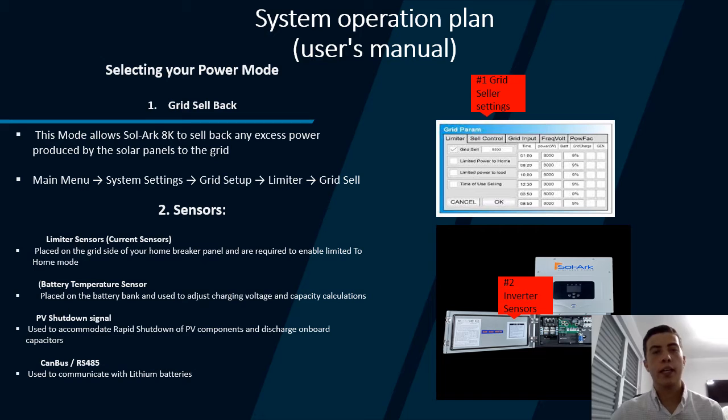Continuing to the operate system, we have the grid sellback. This mode allows the solar arc to sell back any excess power produced by the solar panels to the grid, and the options are main menu, system settings, grid setup, limiter, grid sell. And we have the sensors: limiter sensors, battery temperature sensor, PV shutdown, and CAN bus.